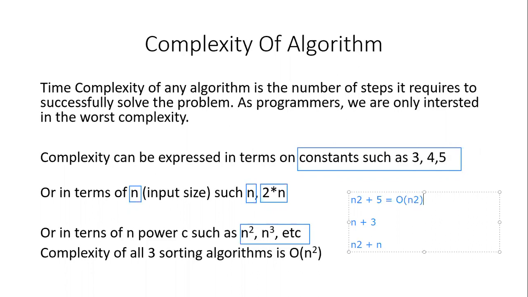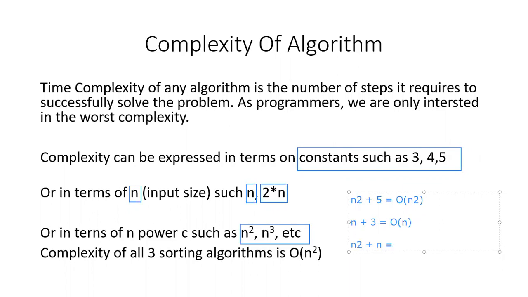So we will say that the complexity here, the 2 means square, not n2, but n square. So n square plus 5 means that the big O complexity of this algorithm is n square. Pick up the bigger term, n plus 3. When the value of n increases, 3 will not increase, only the value of n will increase. So hence the big O complexity of n plus 3 is O of n.